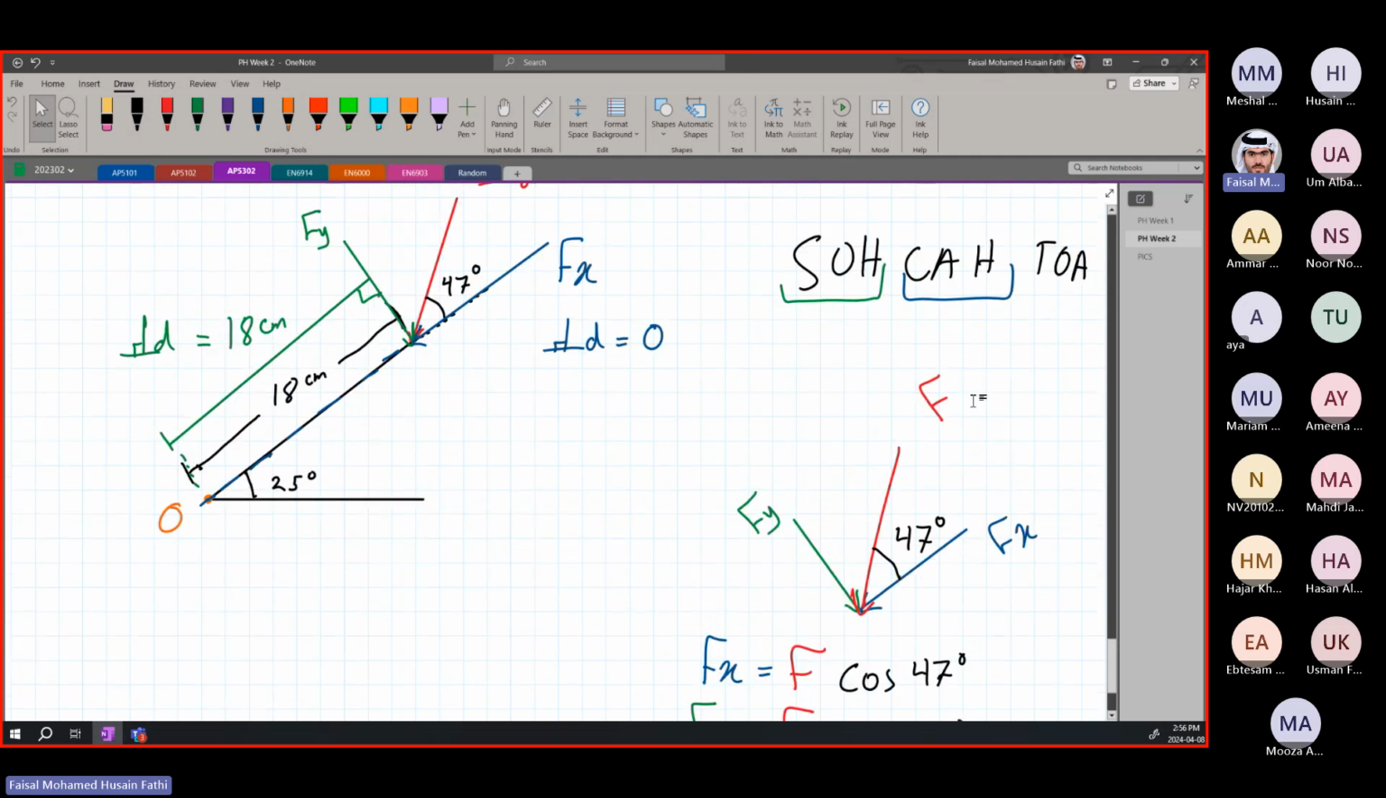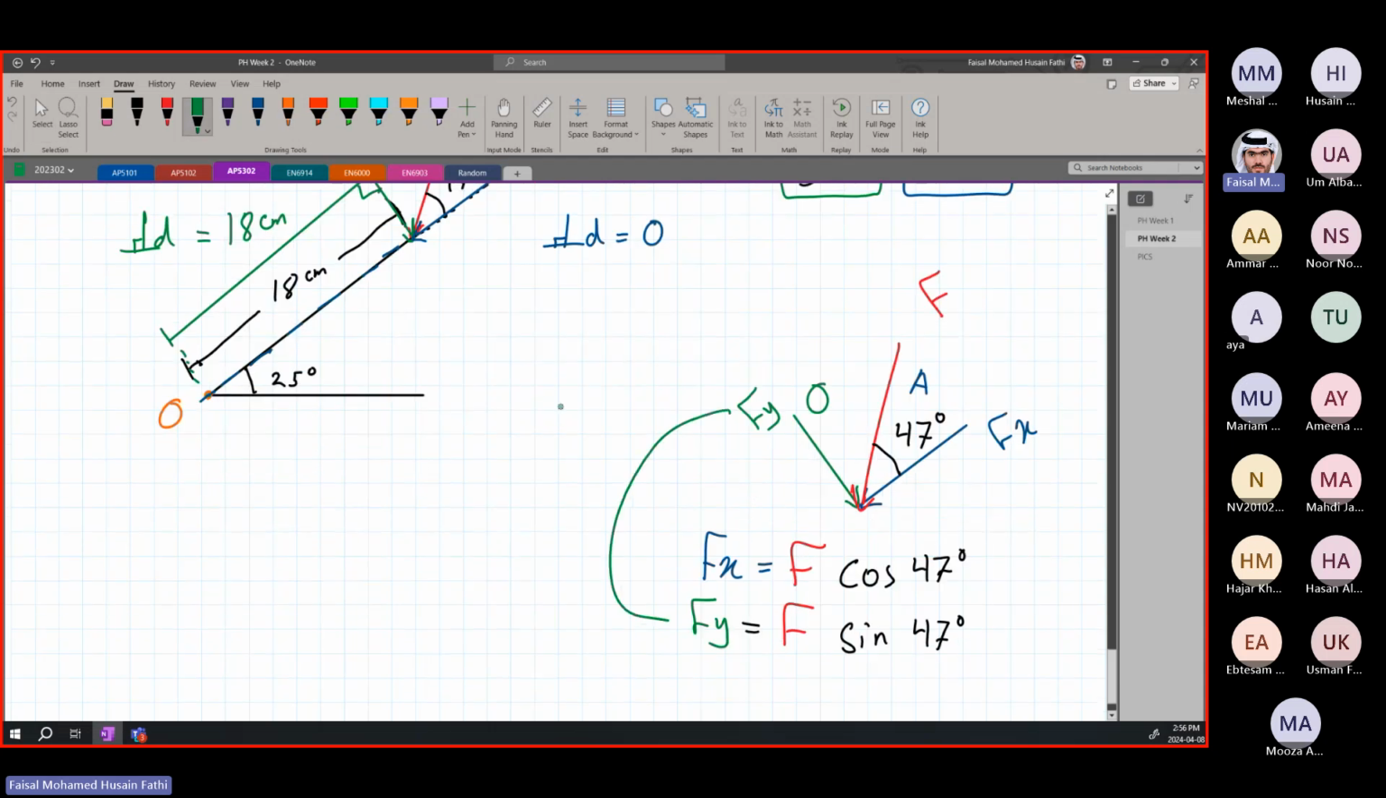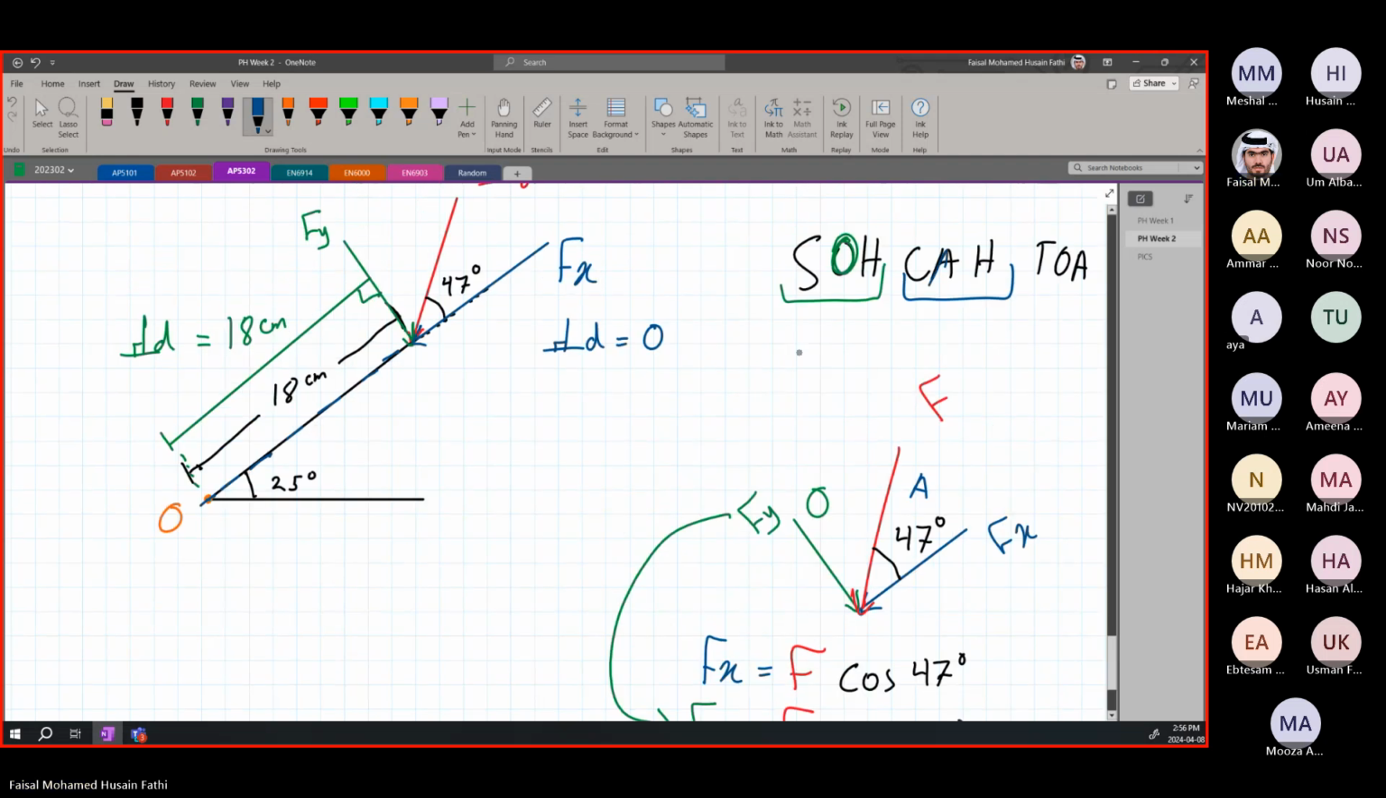Why? Because Fx is adjacent. This angle now is adjacent, right? So this is an adjacent value. The angle is adjacent to it. In this case, the angle is opposite to it. Where do we have the opposite? The opposite is in sine. So the opposite, Fy, is going to be in sine. The adjacent value, where do we have the adjacent? In cosine. So cosine is the adjacent value.